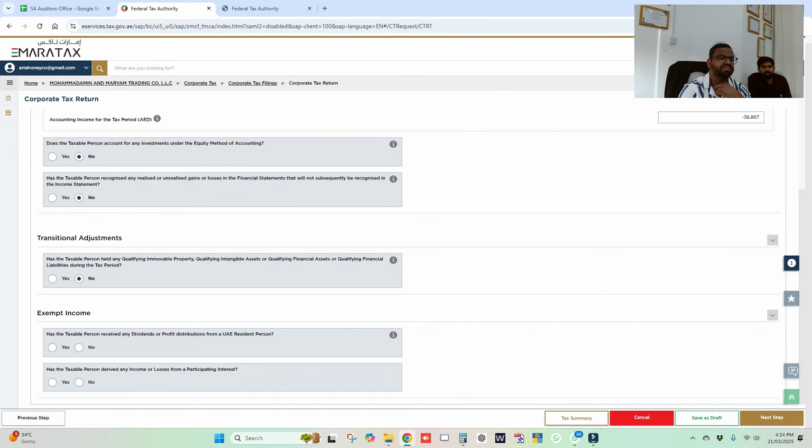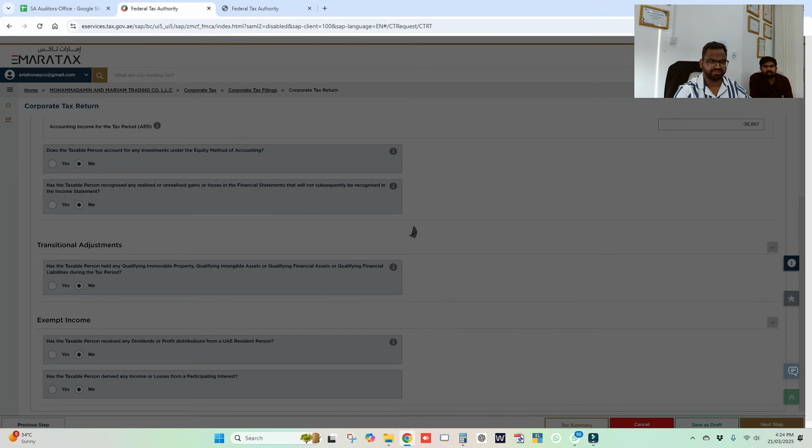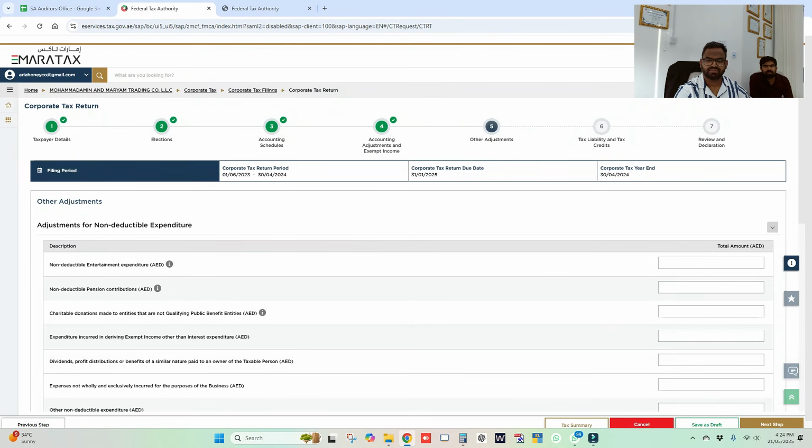No. Exempt income. Has the taxable person received any dividend? No. Has the taxable person derived any income or losses from a participating interest? It is like if you have a participating interest, more than 5% in any foreign country or any shareholding, and you are getting dividend from that, then participating interest will come. Okay, in this case, no. Now we are in the next part. Next part is the other adjustment.